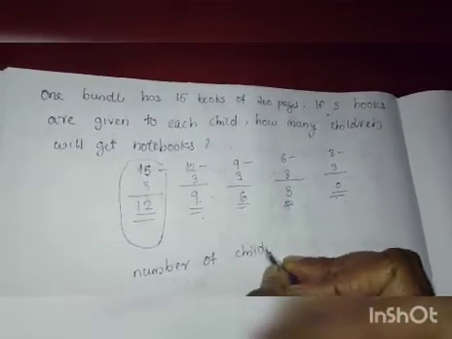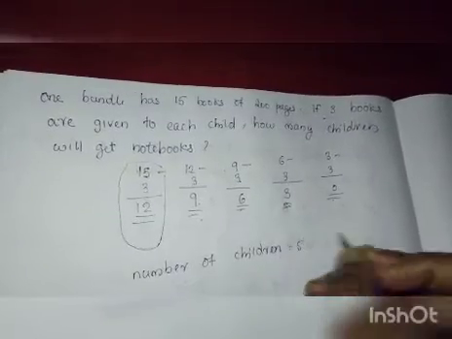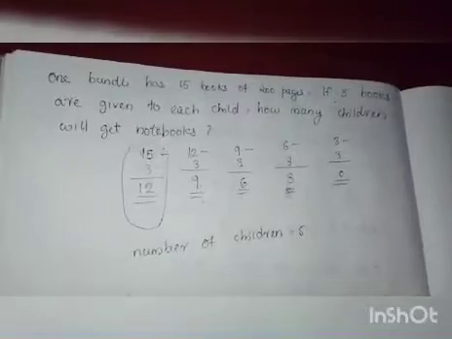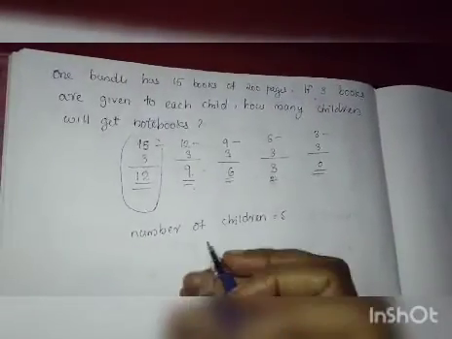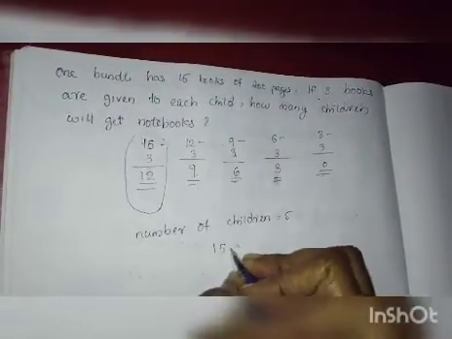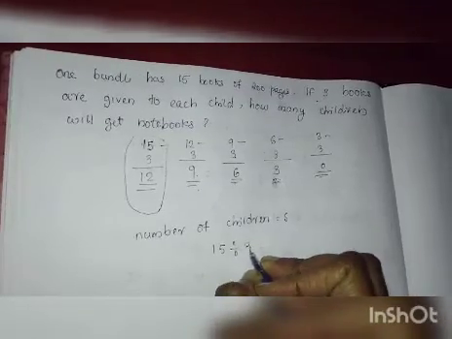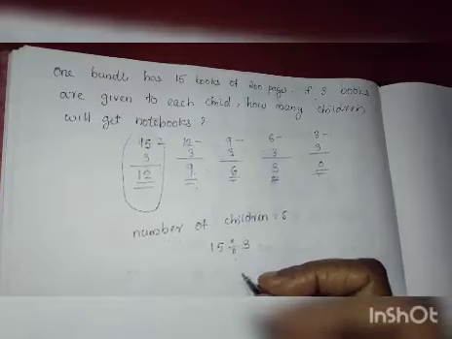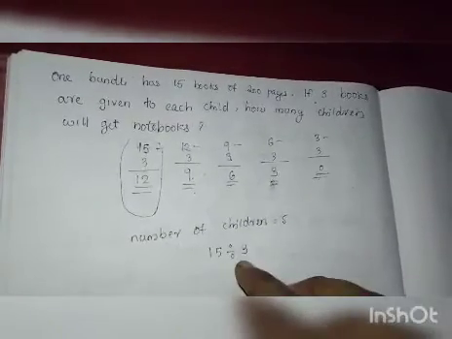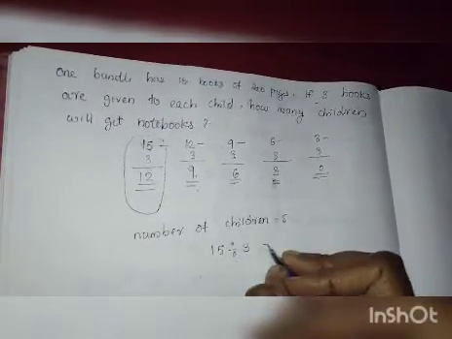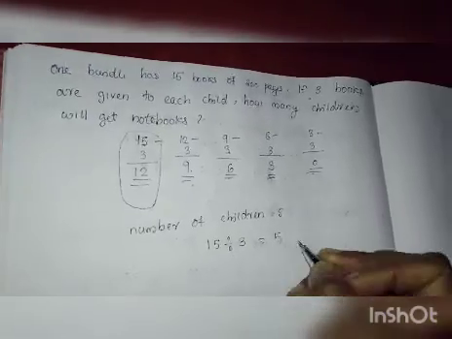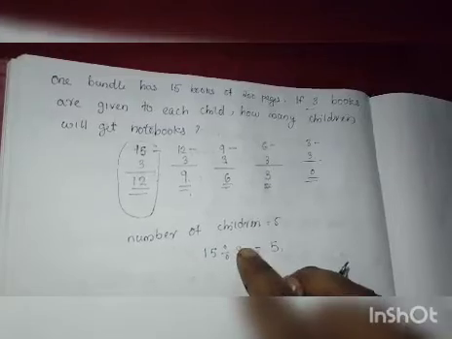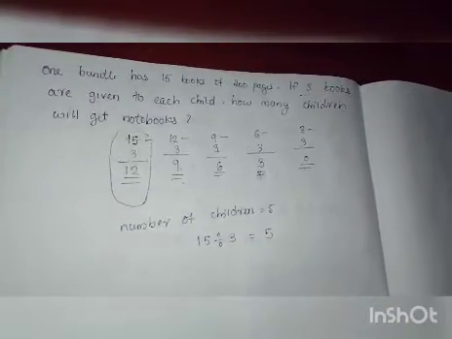There are 5 children who get 3 books each. This can be written as 15 divided by 3, using the sign of division. That is 15 divided by 3 equals 5. That is, 5 students get 3 books each.